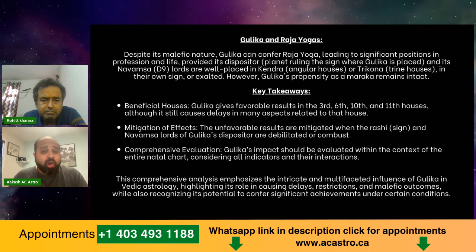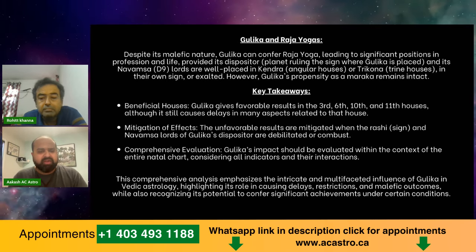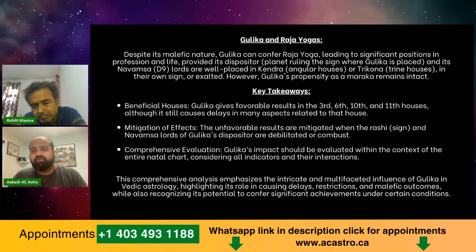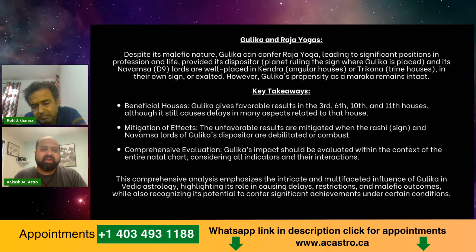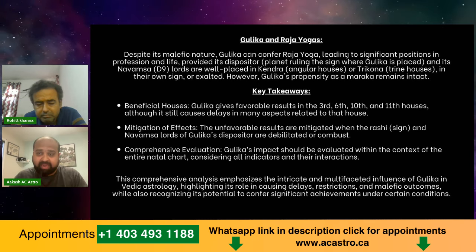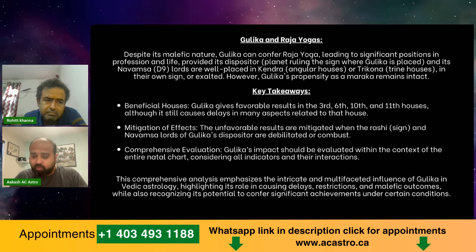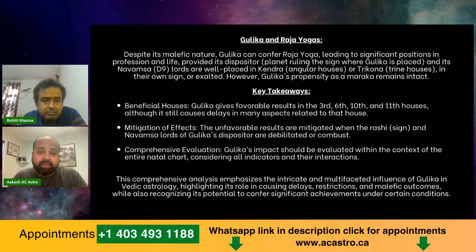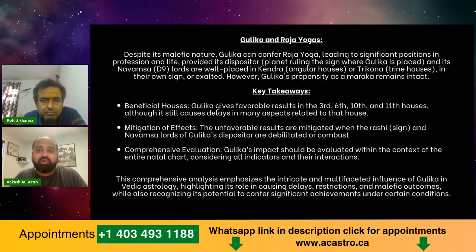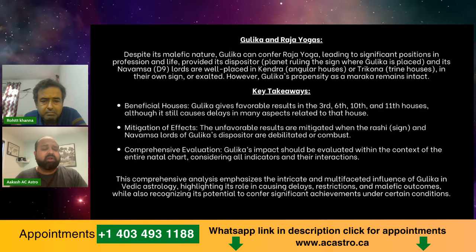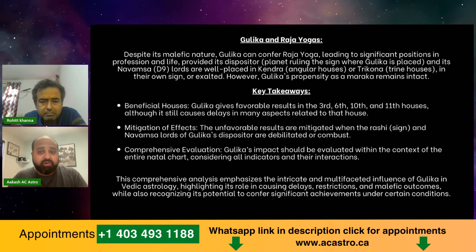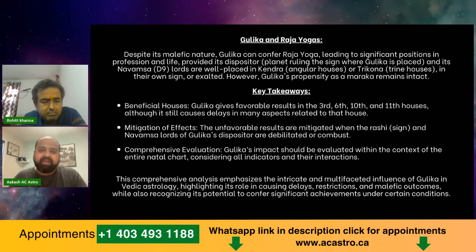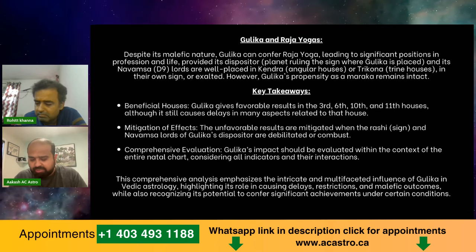It is not that Gulika is always bad. Despite its malefic nature, Gulika can confer Raj Yoga, leading to significant positions in profession and life, provided its dispositor, the planet ruling the sign where Gulika is placed, and its Navamsha D9 lords are well placed in Kendra, angular houses, or Trikona, trine houses, in their own sign or exalted. However, Gulika's propensity as a Maraka remains intact. It is still a malefic planet. There is no positive aspect to Gulika.